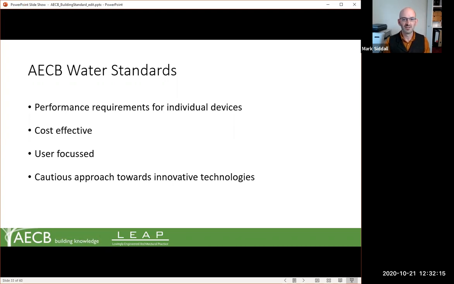So there's a whole systems approach that is considered when addressing the AECB water standards. And that means sizing the pipe work appropriately as well. So addressing those issues that designers can address. We can't legislate how much water people use in their homes, but we can make sure that we deliver a good standard of building in the process.